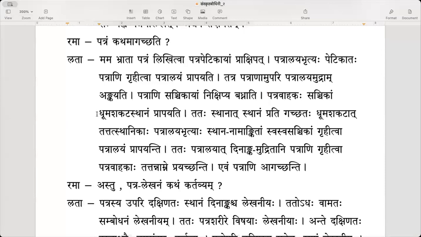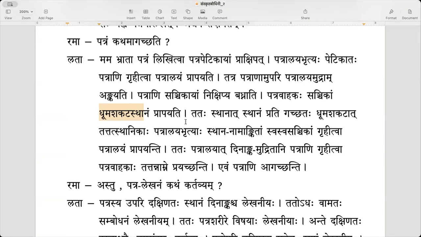Dhuma Shakata is a smoke cart. It was a small engine with coal. Dhumashakatasthanam, steam engine station. Steam is different, right? The coal engine only will give the dhuma, the smoke. The steam engine will give only vapor. Coal is used to create that steam. Correct, a coal-fired steam engine, basically.